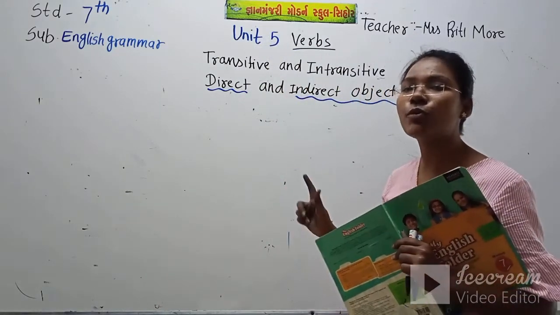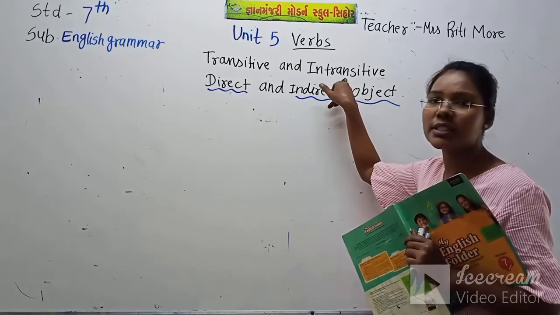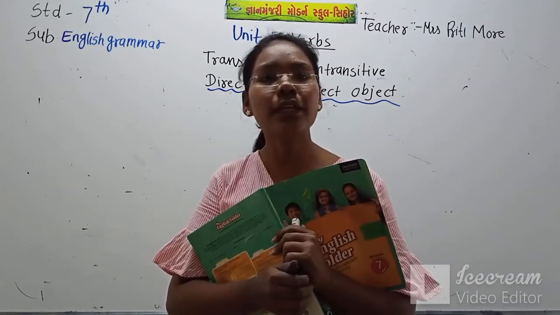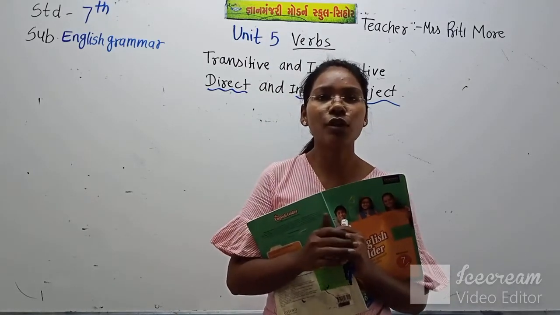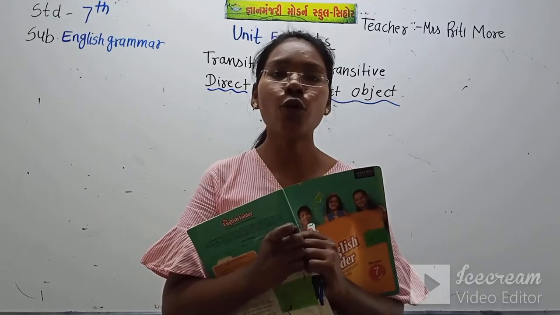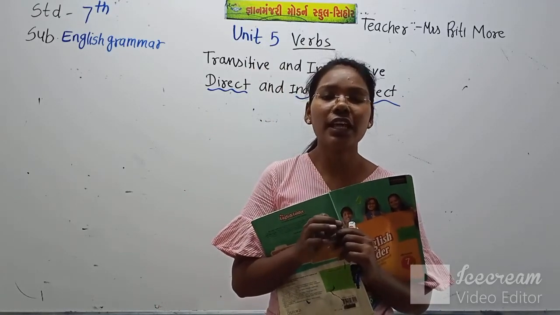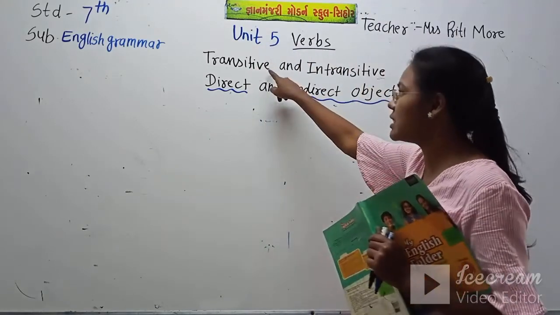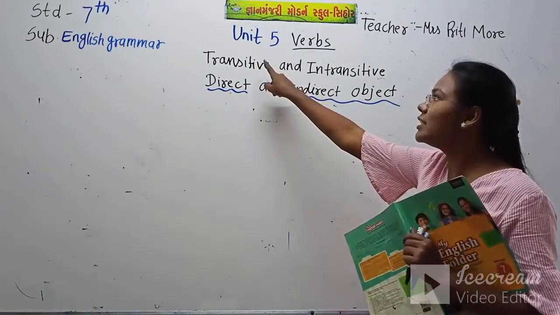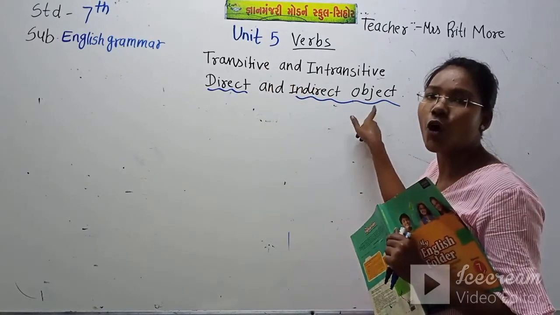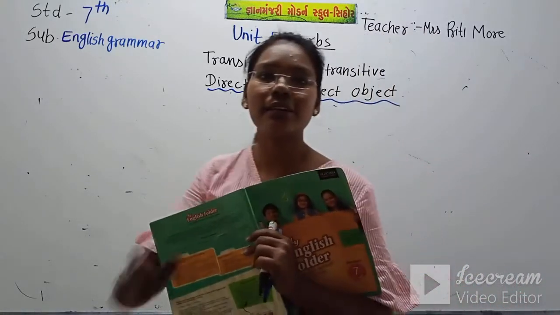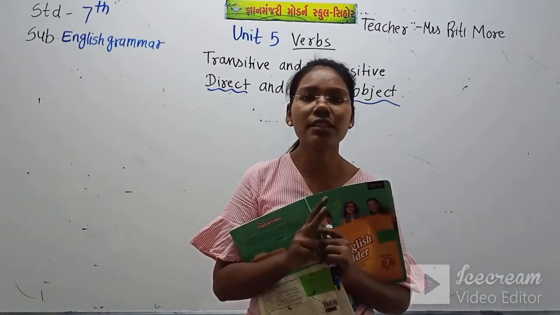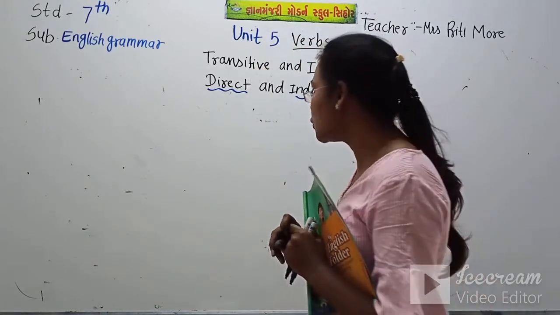But it is the opposite in an intransitive sentence. An intransitive verb does not need an object to complete its meaning. Without an object it also makes sense, it looks complete. So only the transitive verb needs an object. Yesterday we saw the difference between transitive and intransitive verbs.